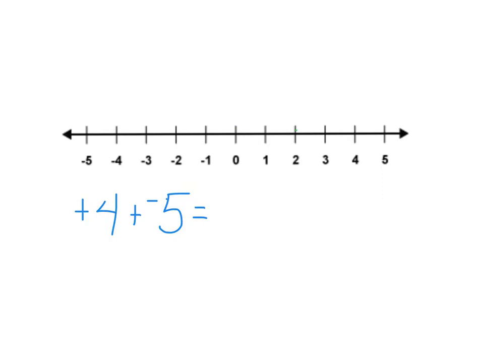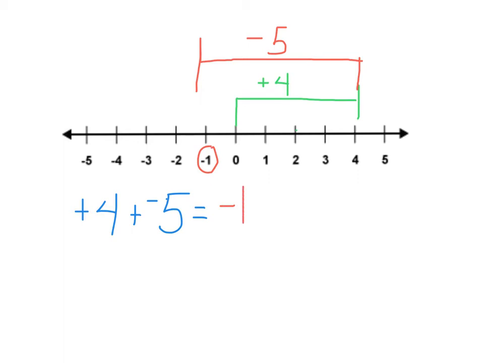Now we have positive 4 plus negative 5. So remember, we start here at the 0, and we're going to go up positive 4. So we start here, 1, 2, 3, 4. So this was adding positive 4. Then we're going to add negative 5. Since it's a negative, we have to go back the other way. So we're starting right here now where we left off, and we're going to go back 5. 1, 2, 3, 4, 5. Stop right here. And we've ended up down here at negative 1. So this would equal negative 1.